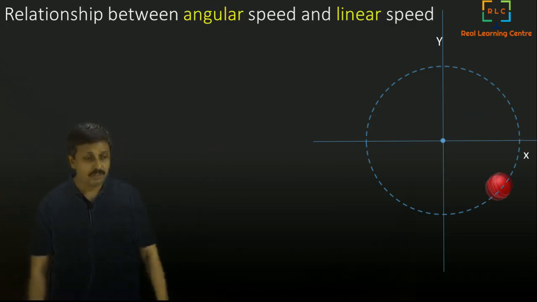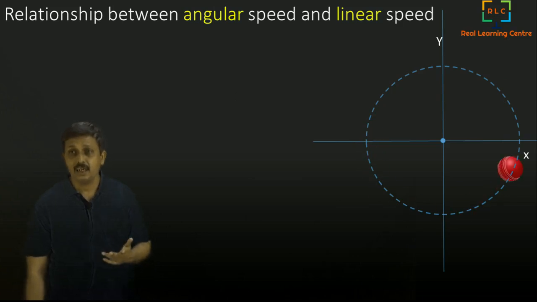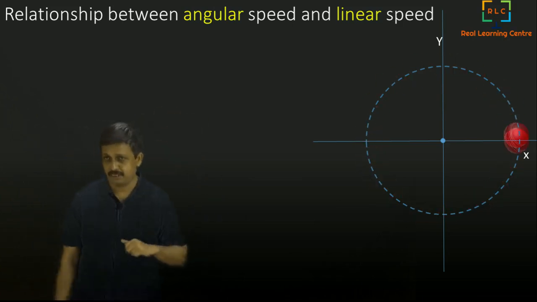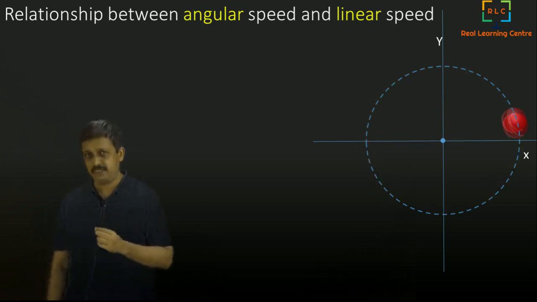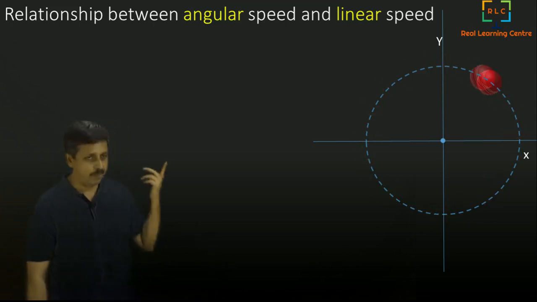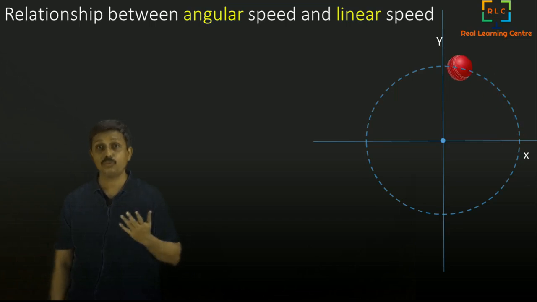Now we are going to try to understand the relationship between angular speed and linear speed. We always know what linear speed is. Linear speed is the magnitude of the velocity. We say v for velocity, and angular speed is omega. So what is the relation between these two? Is it possible to find out the relation?